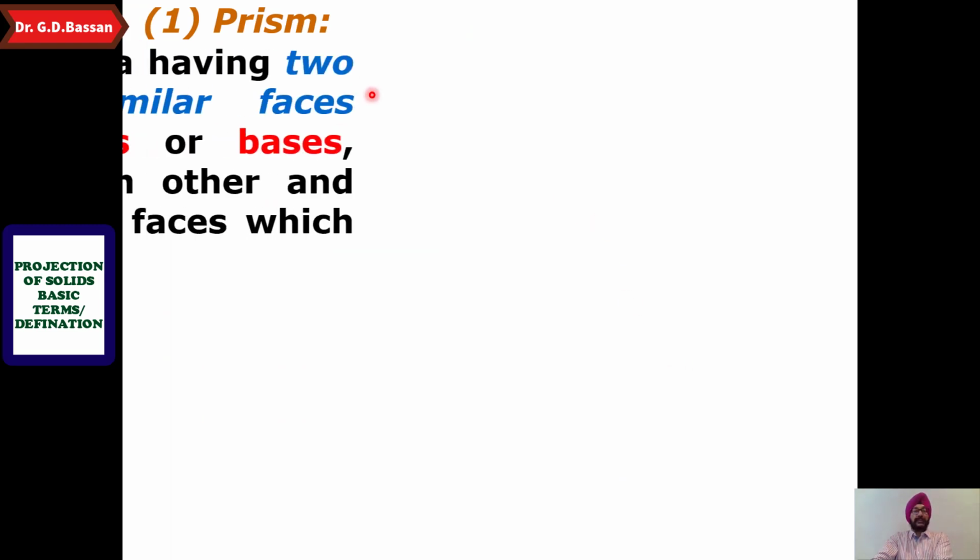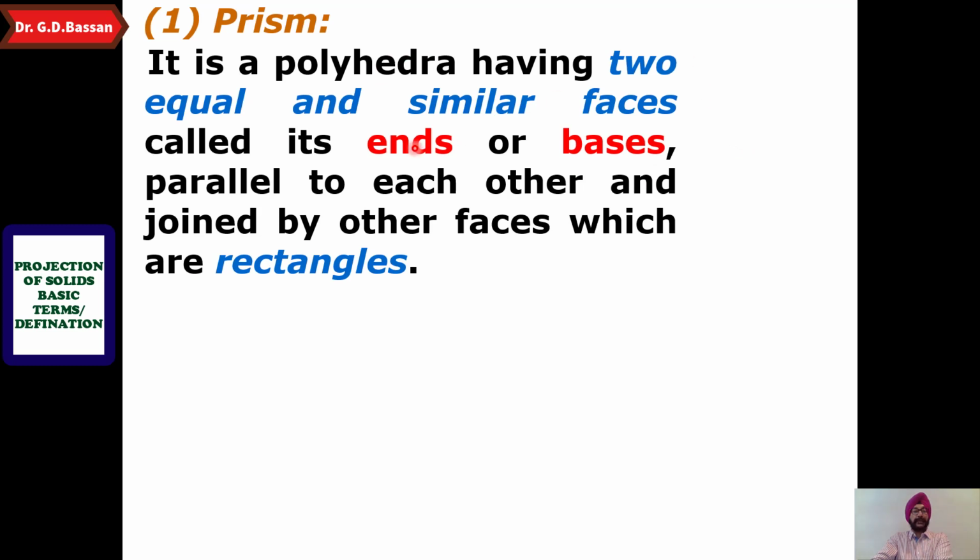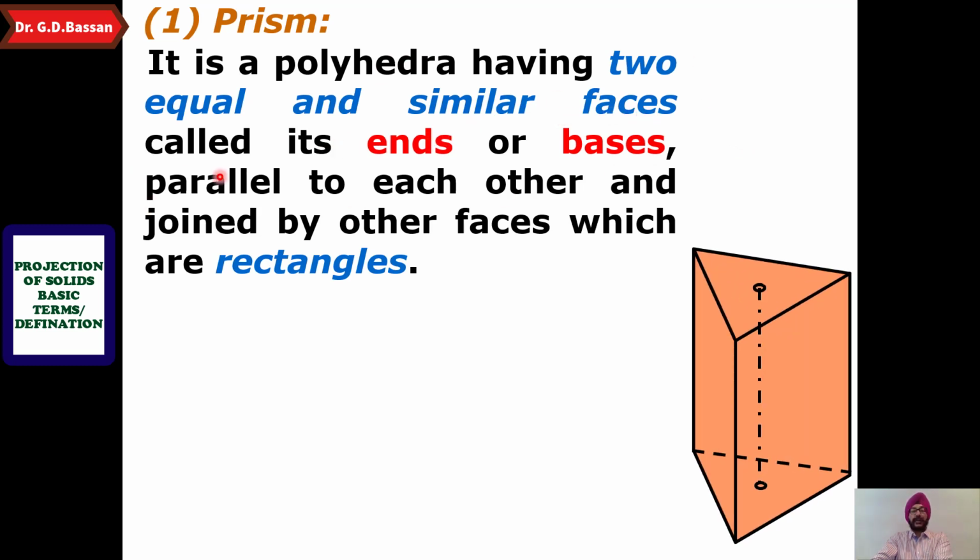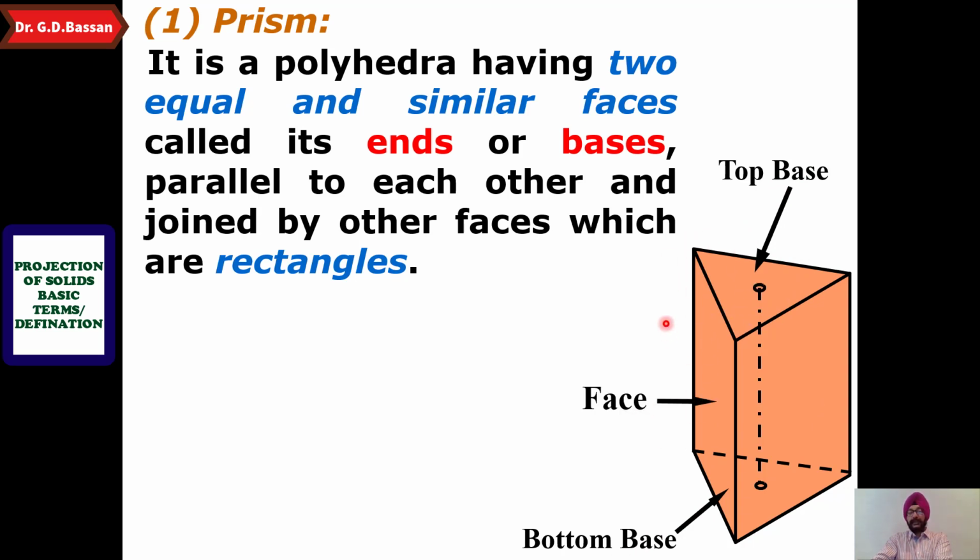Now, what is known as a prism? A prism is a polyhedra having two equal and similar faces called its ends or bases, parallel to each other and joined by other faces which are always rectangles. Let us take one example here. It has two similar faces. They are called bases. One is a top base, another is a bottom base. They are similar, and they are bounded by a number of faces. And these faces are separated by the edges.